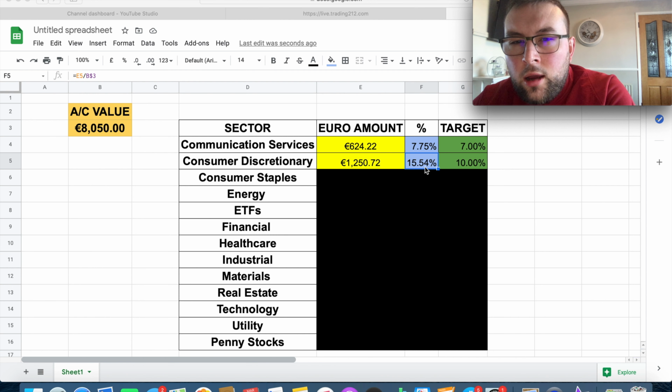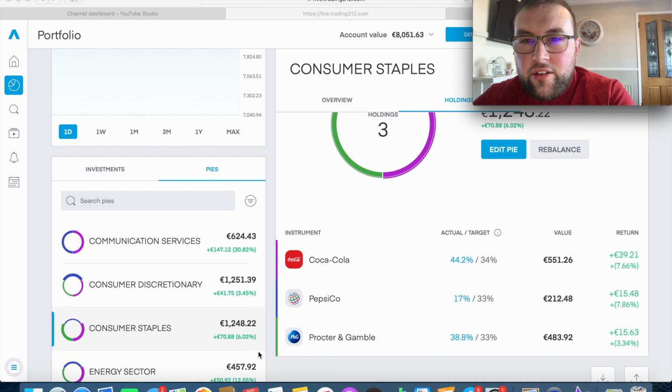Although long term, I might want to shave that down a bit in terms of my overall target. And that might be through taking profits from the likes of Nike or McDonald's. But definitely tomorrow I will be buying more of Tesla. Consumer staples, again we have about 1,250 or so and we're up 6%.